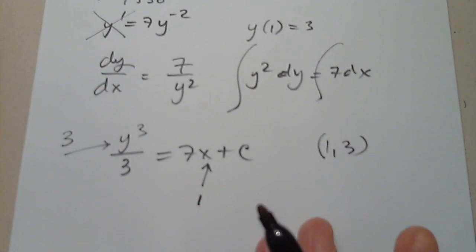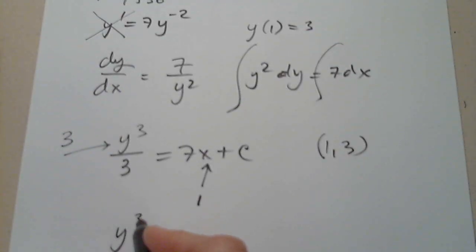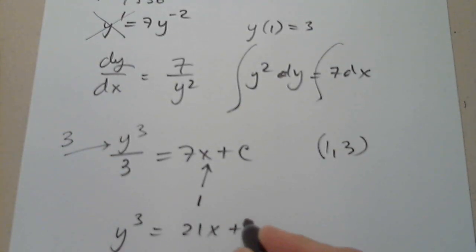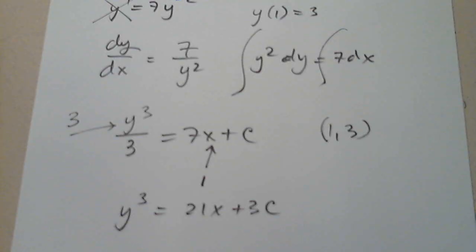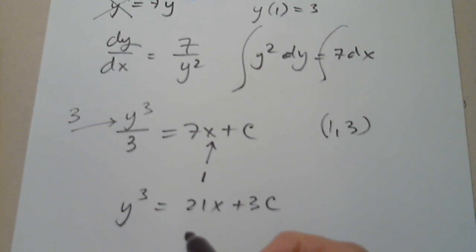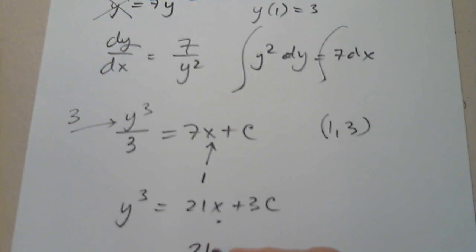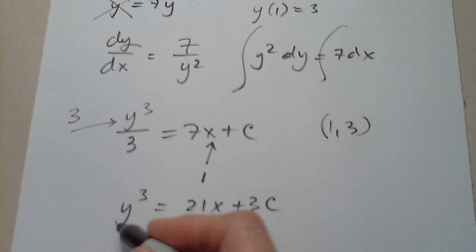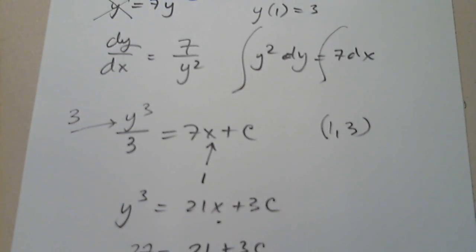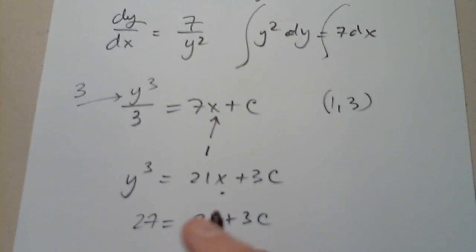I can multiply both sides by 3 first. Y to the third equals 21x plus 3c. And at this point, I can plug in. So if x is 1, I have 21 plus 3c. This is 27. So 27 minus 21 is 6. So then c equals 2.